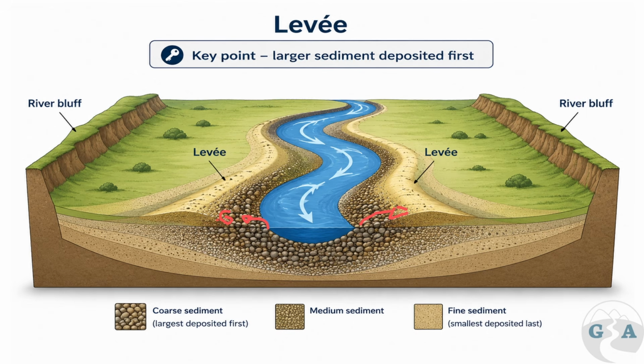Larger sediment deposited first, then the next size sediment, then the next size, and the next size. And once it gets down into the flatter area, then it's usually silt or finer sediment. So this builds up a sort of shape, what we would think about with the levee, kind of high, much higher towards the river bed or the river bank, and then it flattens out as it moves away from the area.